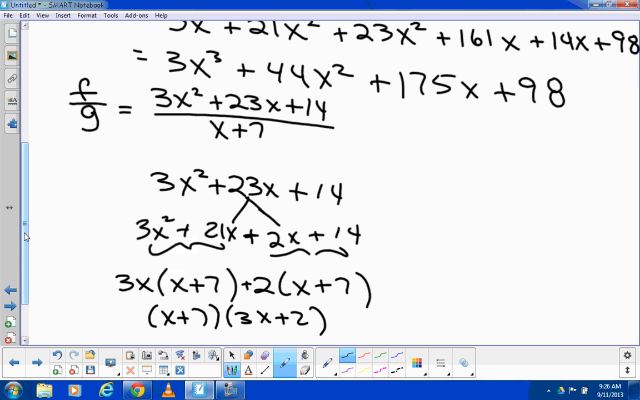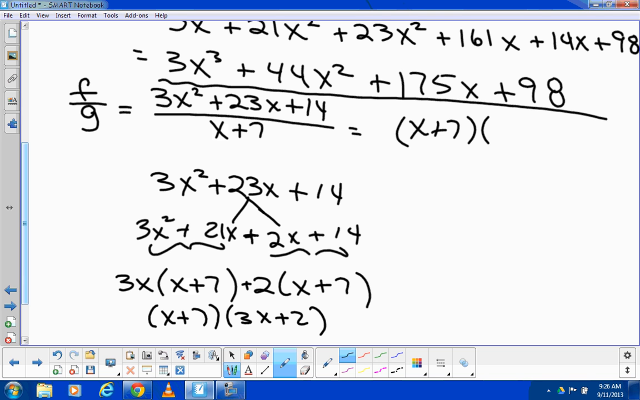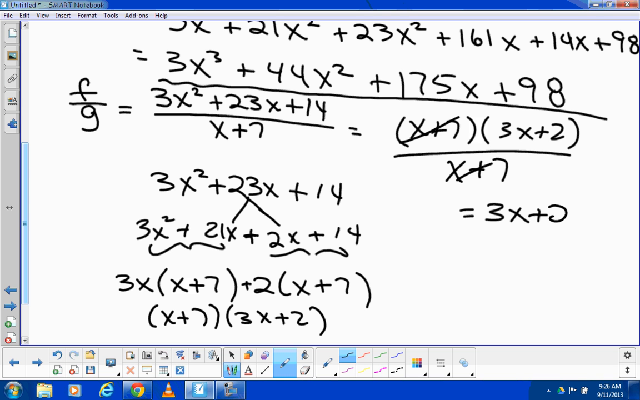Okay, now let's write that one out that way. We get x plus 7 over 3x plus 2 over x plus 7. And so we know now that that's going to simplify. So my answer is just 3x plus 2. Okay, that one wasn't too bad either.